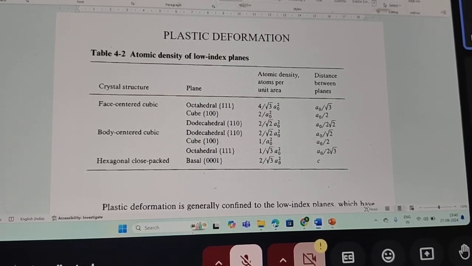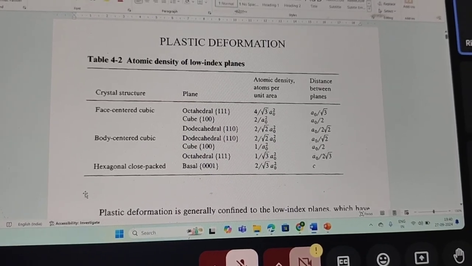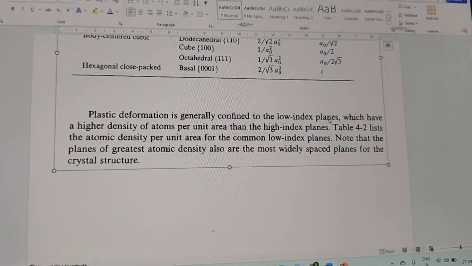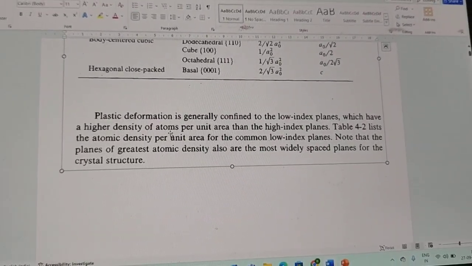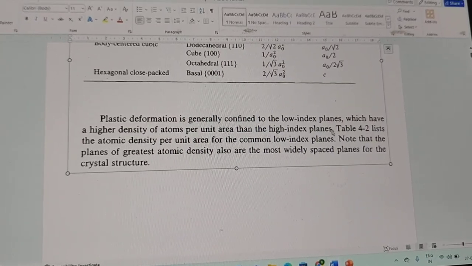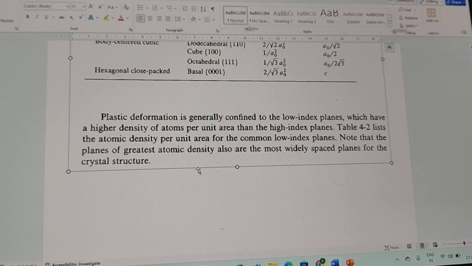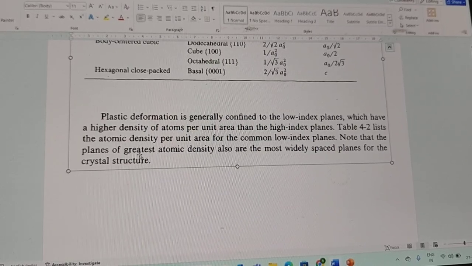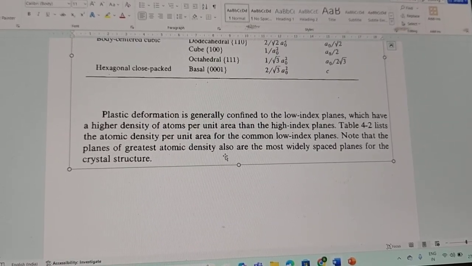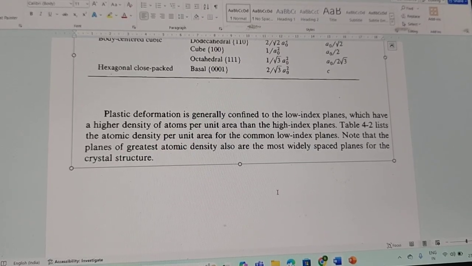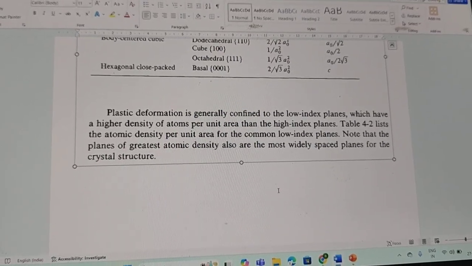You see here, it is written, plastic deformation is generally confined to the low index planes, higher density of atoms per unit area than the high index planes. List the atomic density per unit area for the common low index planes. Planes of greatest atomic density also are the most widely spaced planes for the crystal structure. Understandable?